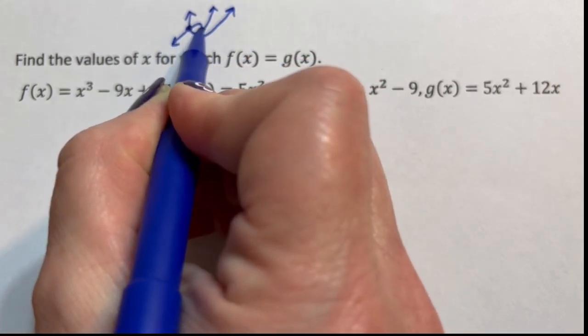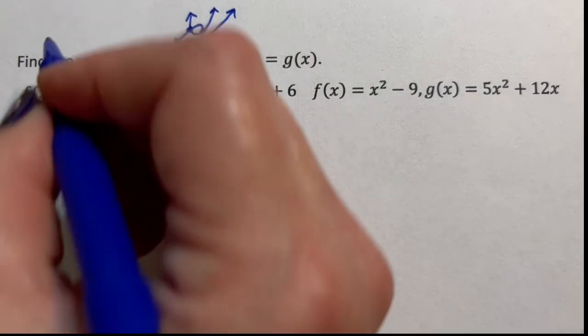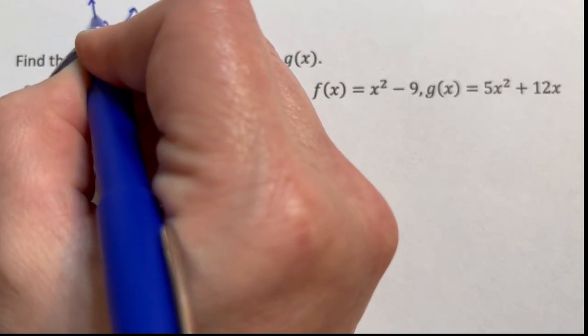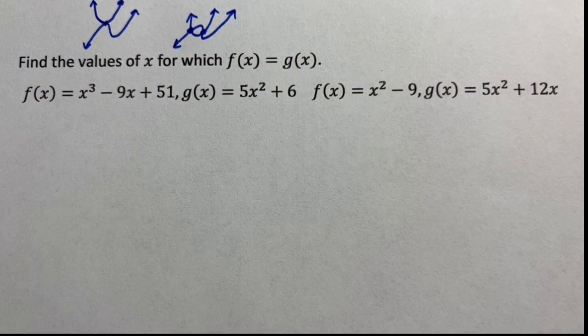So it could intersect at two places. It could intersect at three places, depending on how I drew it. There's going to be at least one intersection. If I had the cubic like this and the parabola like this, there would just be one intersection place. So there's several different ways it could intersect.